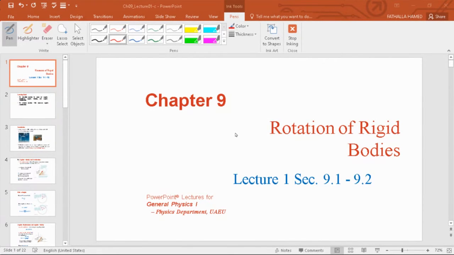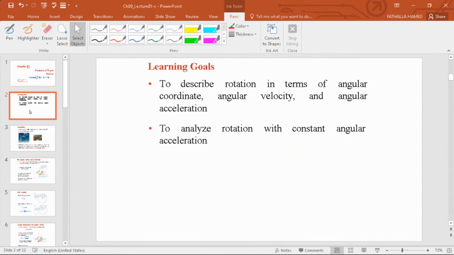Today we're going to look at the first lecture of chapter number 9, and the learning goals for today's lecture. The first one, to describe rotation in terms of angular coordinate, angular velocity, and angular acceleration. And the second is to analyze rotation with constant angular acceleration.